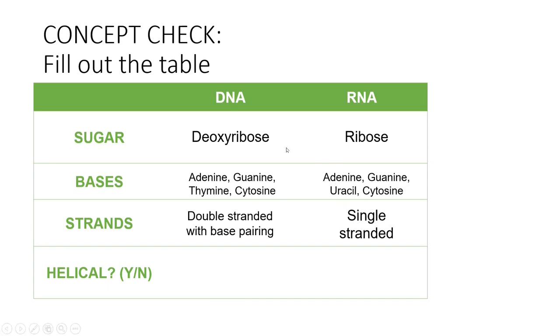How many strands for DNA? You have double-stranded with base pairing. How about RNA? You have single-stranded. Helical? Yes for DNA. Helical? No for RNA. That ends our discussion.